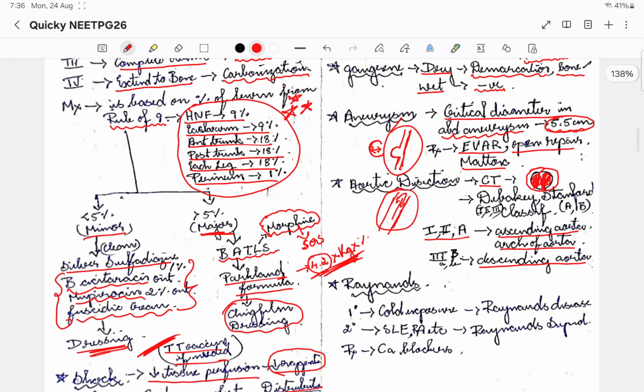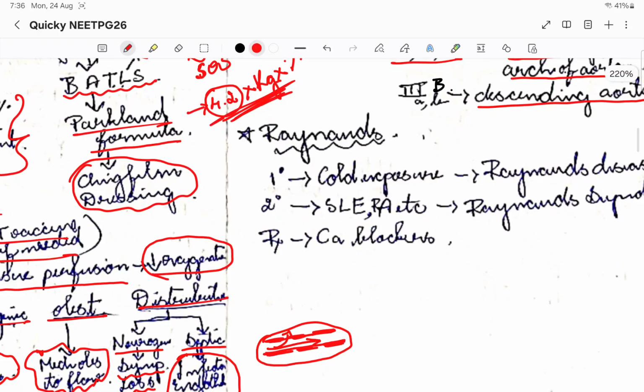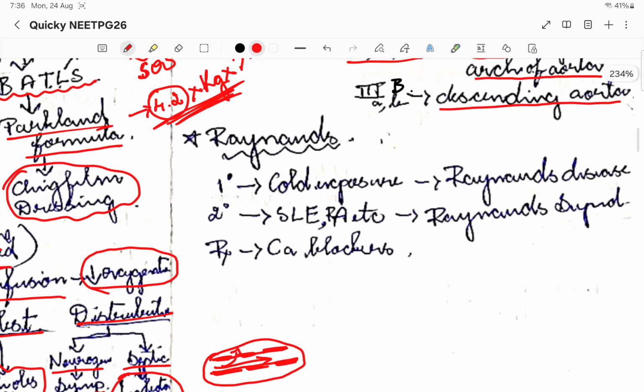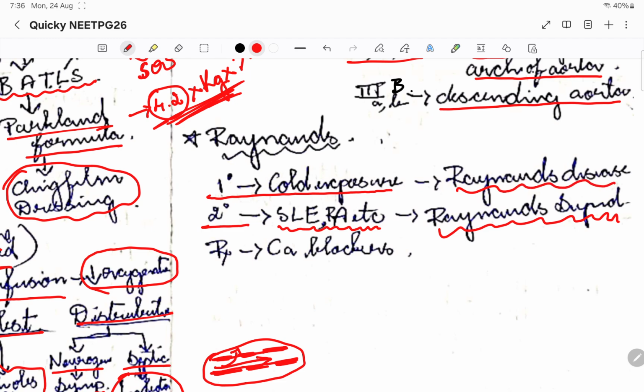Okay, so that's it. Then moving on further, Raynaud's disease, right? The difference between Raynaud's disease and syndrome is primary and secondary. If it is cold exposure that is causing the phenomenon, then it is going to be Raynaud's disease, whereas there is a secondary underlying issue, that is SLE or rheumatoid arthritis and all these things. So if it is an autoimmune thing, then it is going to be secondary, which is called Raynaud's syndrome. Okay, so Raynaud's disease and syndrome are two different things.